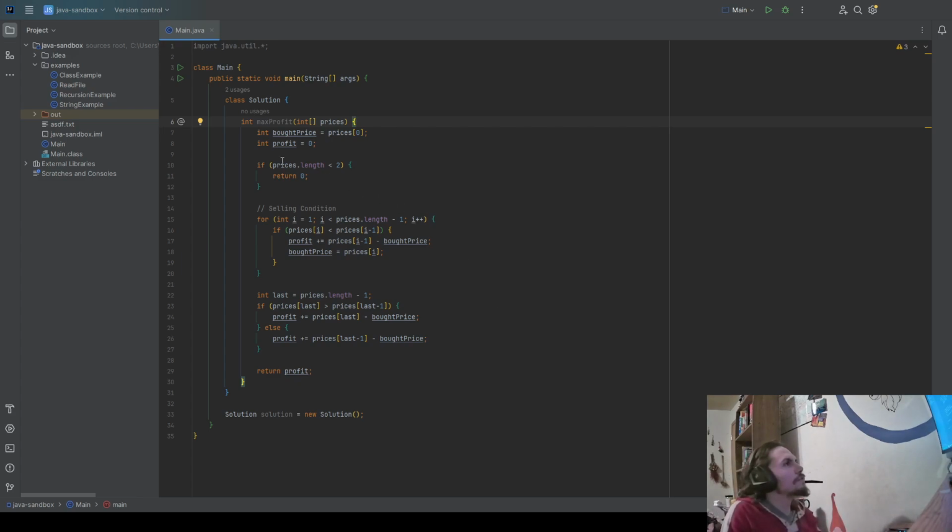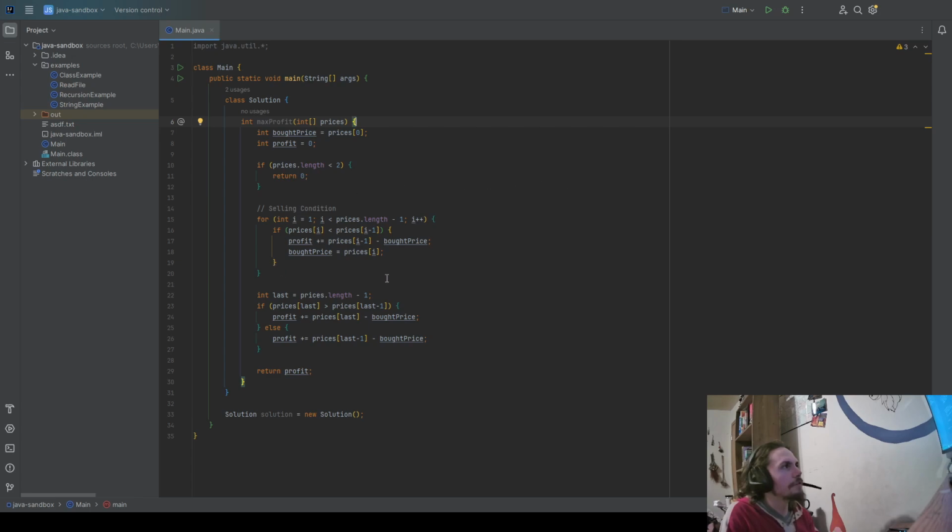So if length is less than 2, in other words, if it is only 0 or 1, we're going to return 0 because we can't make a profit. Just can't do it. Because it either has 0 or it has 1. So you either buy it on that day and you sell it, or there was nothing to buy in the first place. So we'll return 0.